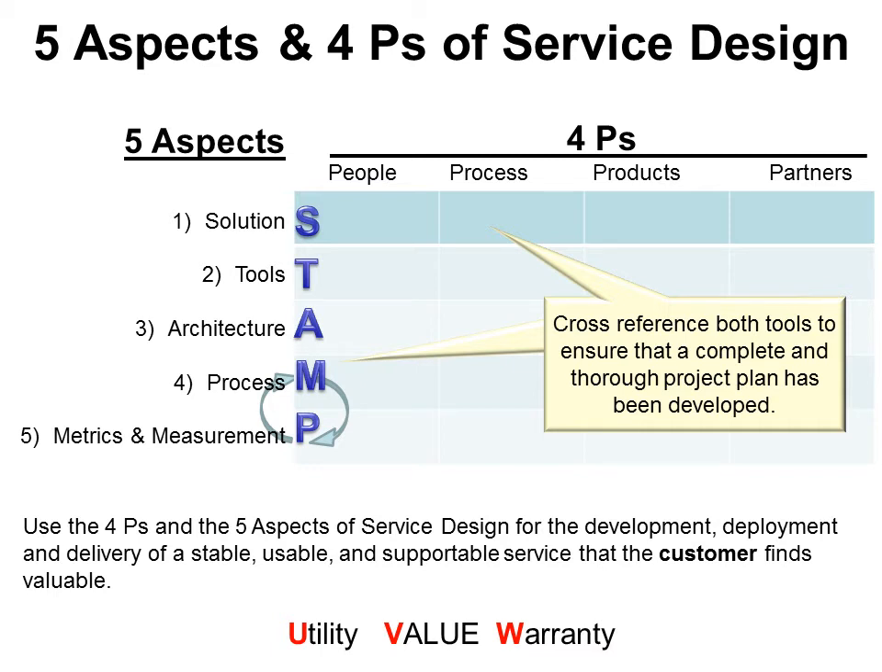The products and the partners, make sure that all of those are ones that we've used before and we can use them, we know how good they are. Then using those 4 P's and 5 aspects of service design for the development, deployment, and delivery of a stable, usable, and supportable service that the customer finds valuable. Here's a way to remember: utility, value, and warranty. They're all at the end of the alphabet, UVW. So value is made up of utility and warranty.